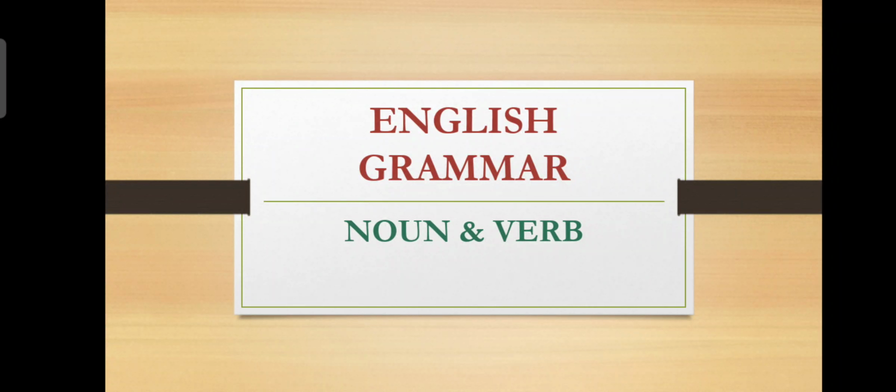Today, we will be discussing our English grammar. The topic is noun and verb. What is a noun and what is a verb? We have already discussed this. We know that a noun is a naming word, like the name of a person, place, animal or thing, whereas a verb is an action word, where exactly the action in a sentence is called a verb.